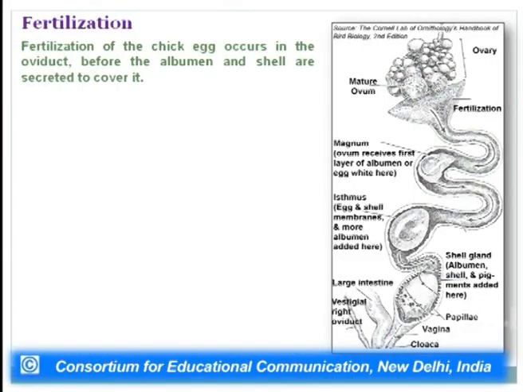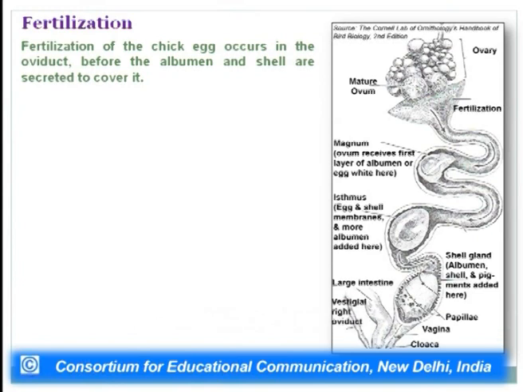These are some of the structures or membranes which are transiently formed in avian development. Looking at where fertilization happens, the fertilization of the chick egg occurs in the oviduct before the albumin and shell are secreted to cover it. Here the diagram shows an ovary and the complete oviduct going up to the vagina and the cloaca, from where the sperm enters.